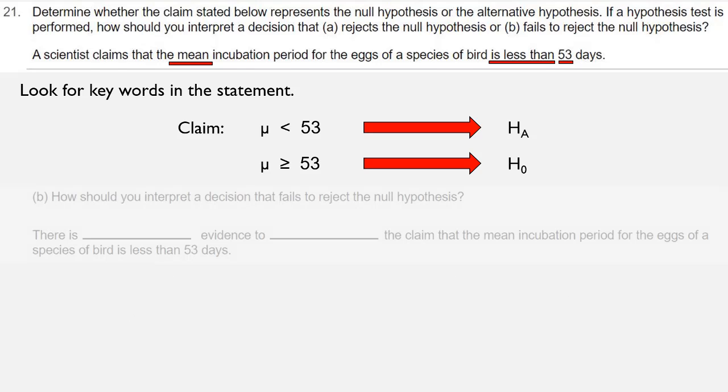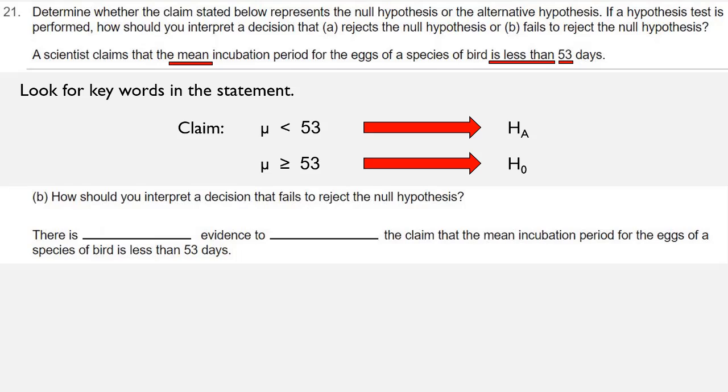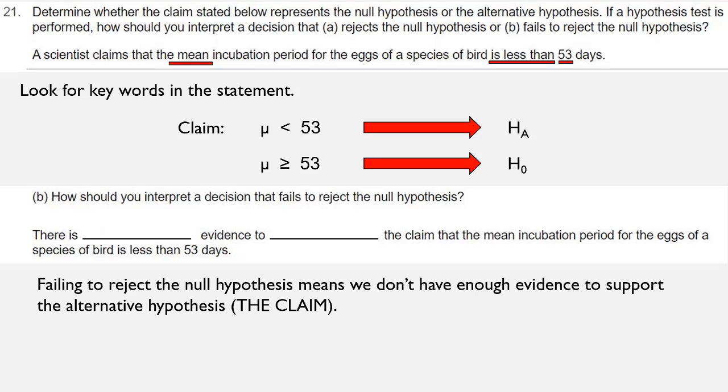Part B says, how should you interpret a decision that fails to reject the null hypothesis? Well, if you're failing to reject the null hypothesis, that means you don't have enough evidence to support the alternative hypothesis, which is our claim here. So there is insufficient evidence to support the claim that the mean incubation period for the eggs of a species of bird is less than 53 days. And that's your answer.